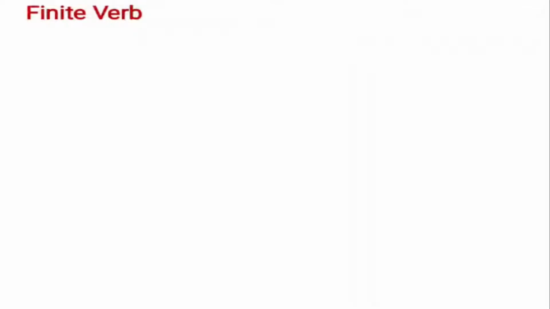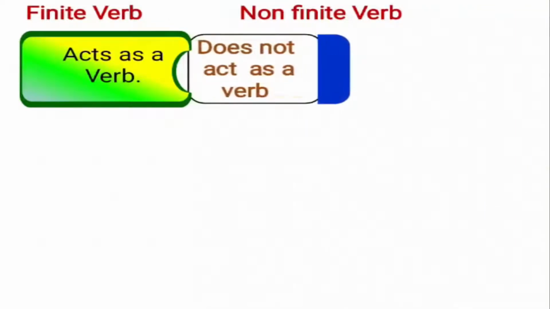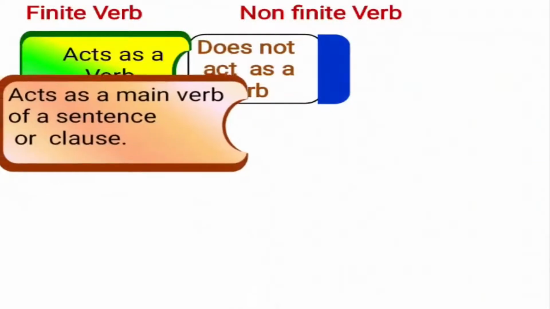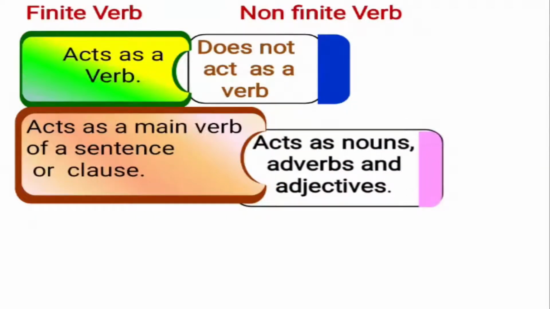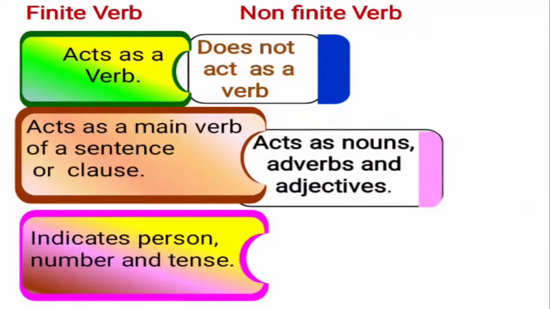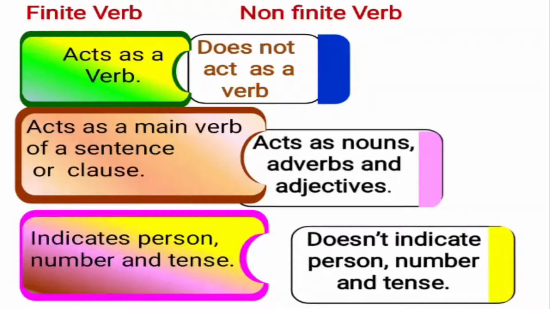So, summarizing the difference between a finite verb and a non-finite verb. Firstly, a finite verb acts as a verb, but a non-finite verb does not act as a verb. The finite verb acts as the main verb of a sentence or a clause. On the other hand, a non-finite verb acts as nouns, adverbs, and adjectives. A finite verb indicates person, number, and tense, whereas a non-finite verb doesn't indicate person, number, and tense.